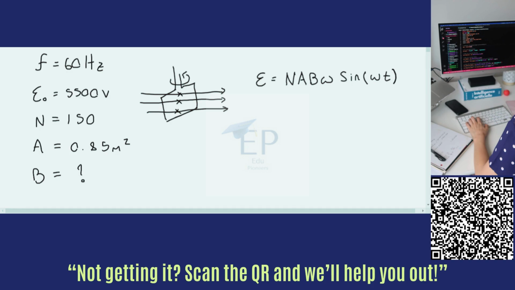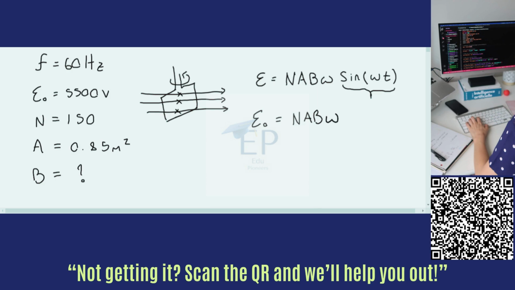But if you want the maximum, we just need to remember that the sine of omega t will be maximized when it is equal to 1. So when the sine is 1, we'll have the maximum EMF, and that's just given by NAB omega.